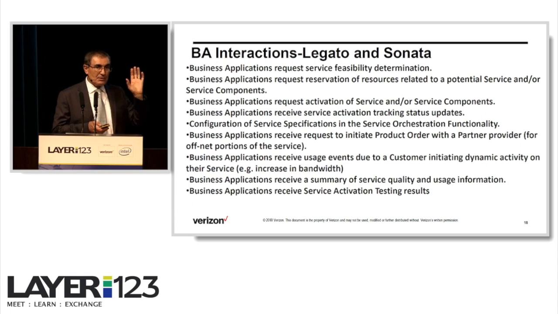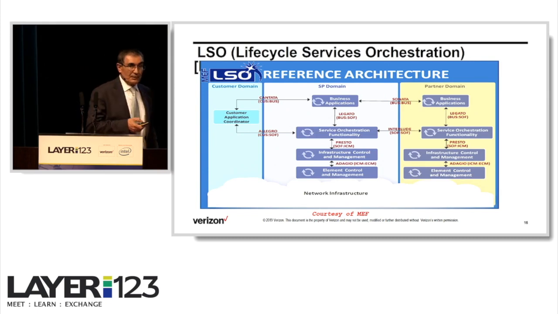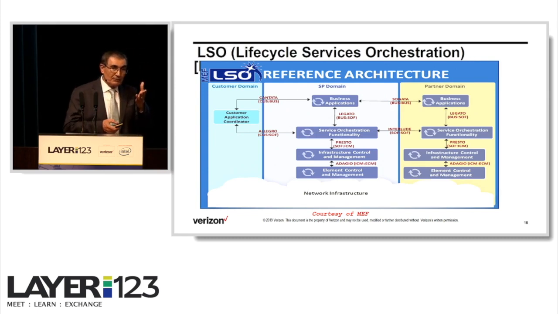You remember the BA, which is business application, really nothing more than OSS/BSS. I wanted to mention this. If I go back to this diagram, just to quickly, you see the interface between the OSS/BSS or the business applications and the service orchestrator is the LSO Legato interface. That's the internal interface, right? It is not really between two operators.